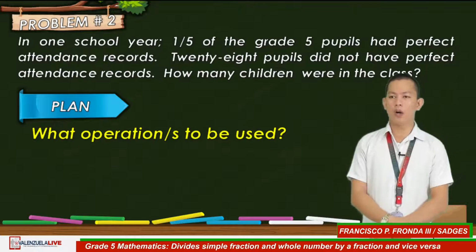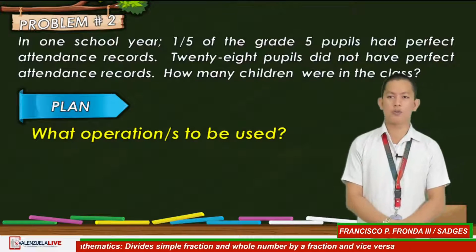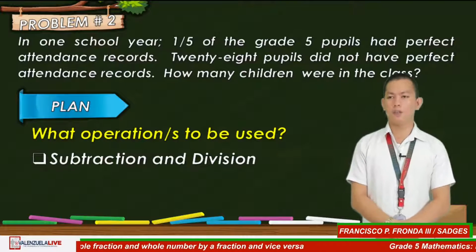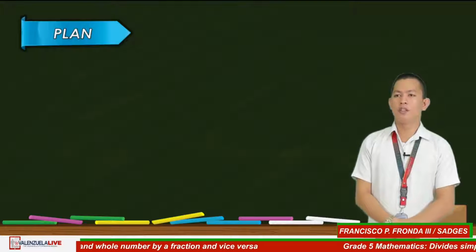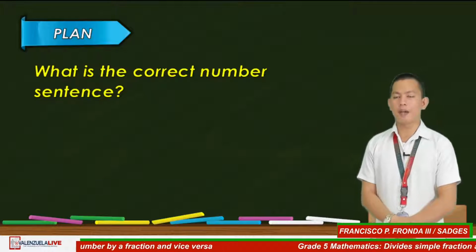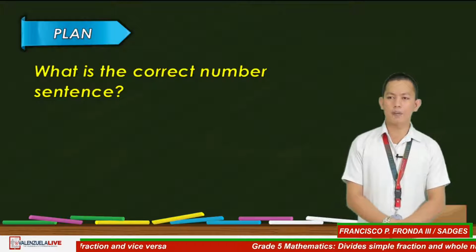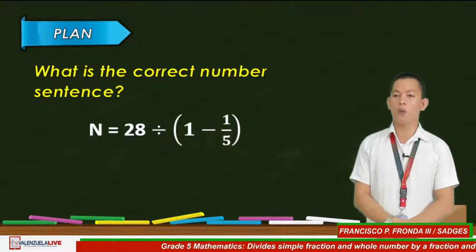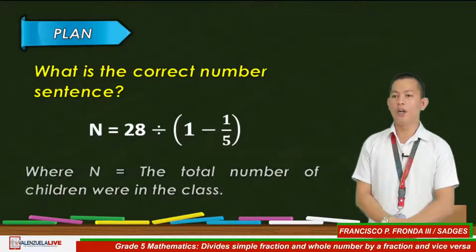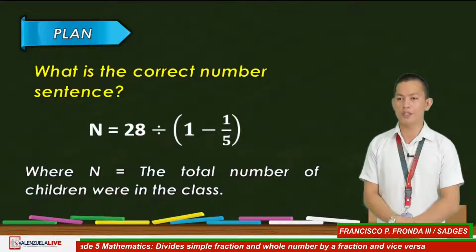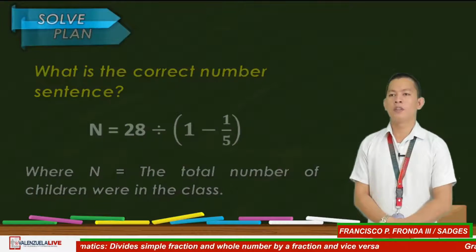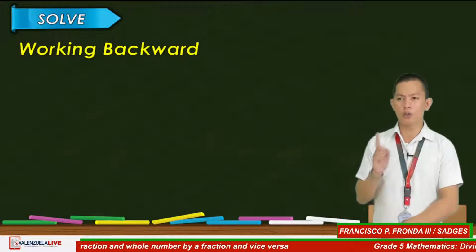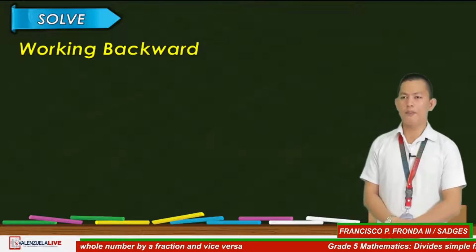Then, let's plan this problem. What operations are to be used? The operations to be used are subtraction and division. Then, what is the correct number sentence, grade 5 learners? The correct number sentence is N equals 28 divided by the quantity of 1 minus 1/5, where N is the total number of children in the class.